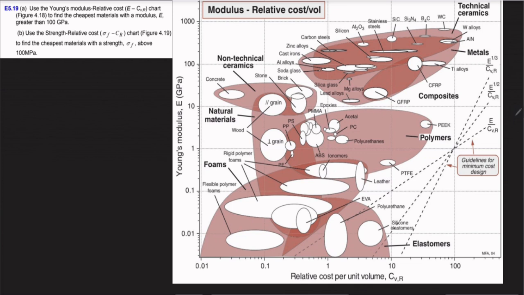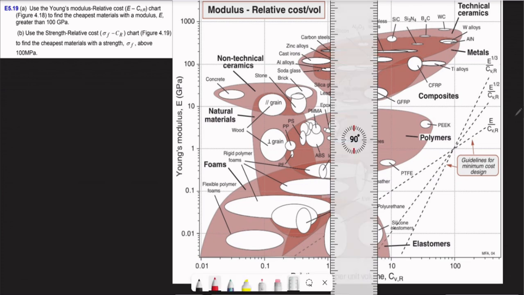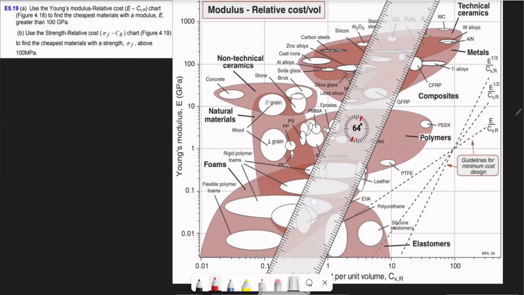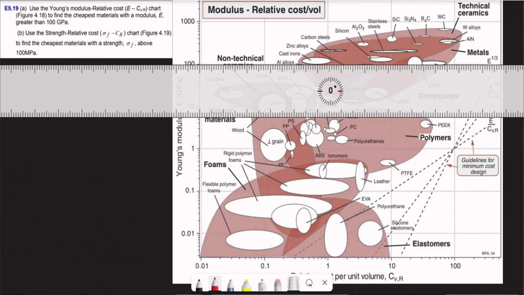So guys, for this question, there are two parts. For A, they're telling us to use this first chart to find the cheapest materials with a Young's modulus of greater than 100 gigapascal. So we take our ruler and place it at 100 gigapascal. It's already at 100 gigapascal. We'll now draw a line.